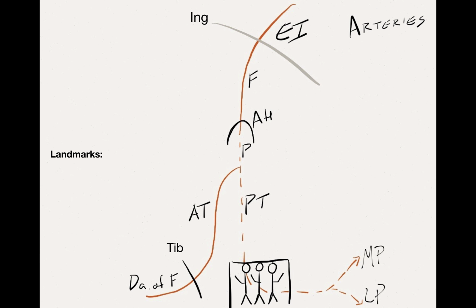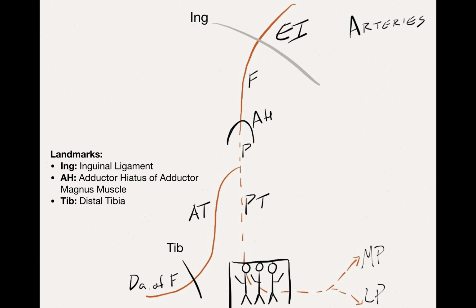So, landmarks. ING was the inguinal ligament. AH was the adductor hiatus, and that's part of the adductor magnus muscle, a very large adductor. Fun fact, teres major of the upper limb, which was a landmark, is also a really good adductor. Side note. Tibia, that's the distal tibia. And then you have lower limb arteries. Okay? Lower limb arteries, you have the external iliac, EI. F is femoral, so where does the name change take place from external iliac to femoral? That is at the inguinal ligament.